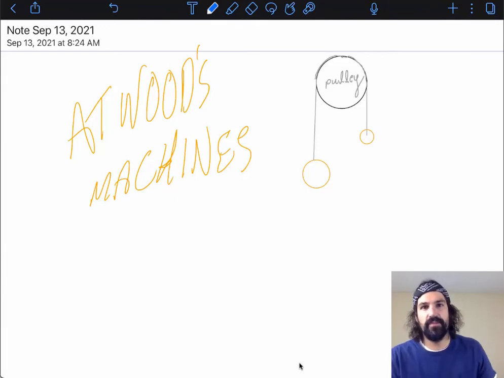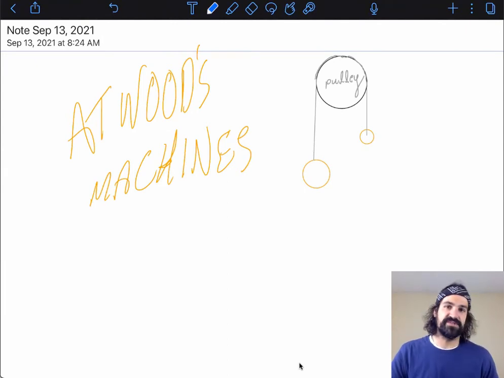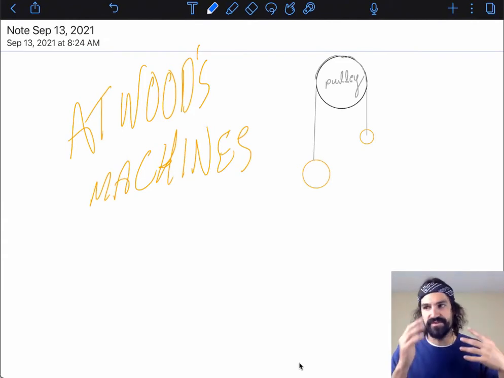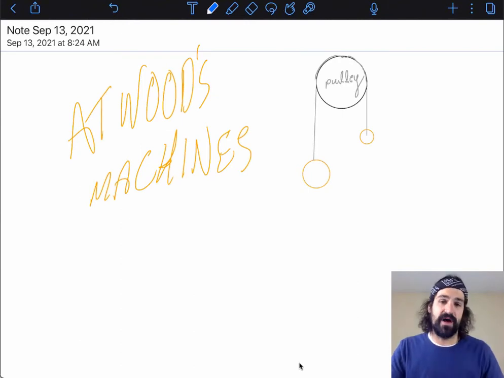Alright, in this video I'm going to crash course you on an Atwood's machine, and an Atwood's machine is exactly what's shown in the picture. You have a pulley with two objects slung over it where if one object is heavier and you release them, they will accelerate together. And that's the key to all of this, is that they're moving together, they're behaving together. It's a system of objects.